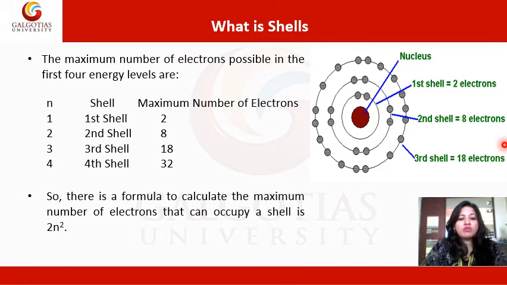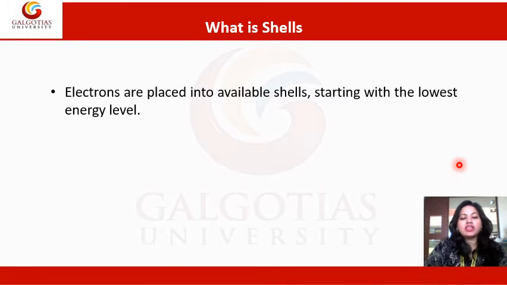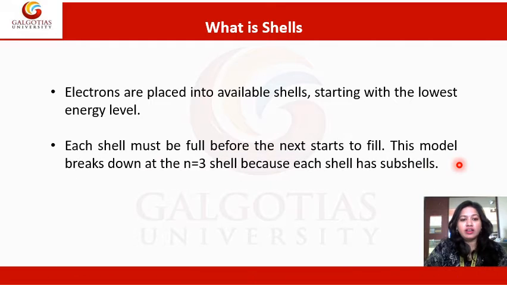So, there is a formula to calculate the maximum number of electrons that can occupy a shell: 2n raised to power 2. As we know, electrons are placed into available shells starting with the lowest energy level. Each shell must be full before the next starts to fill. This model breaks down at the n equals 3 shell because each shell has subshells.